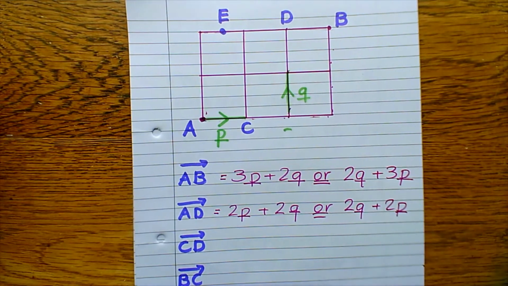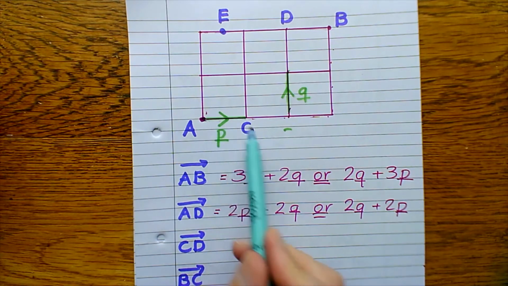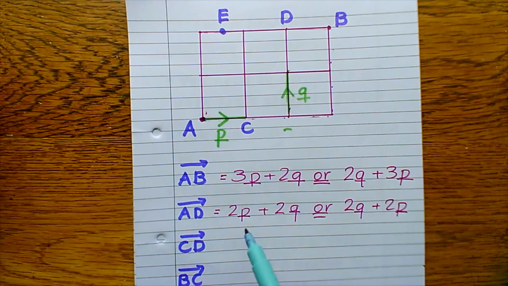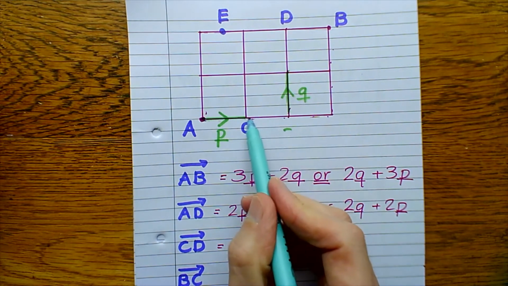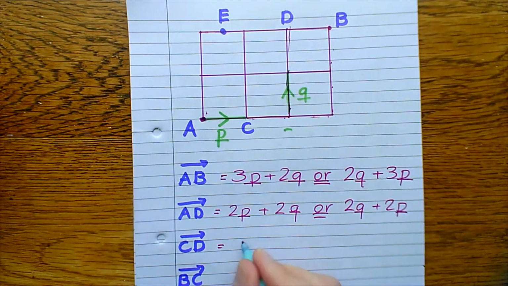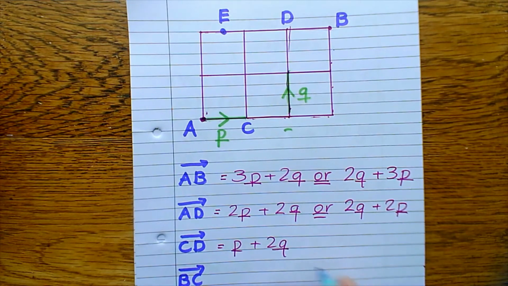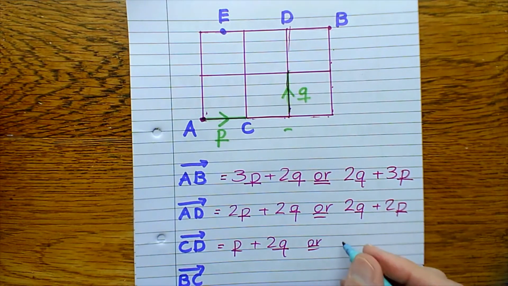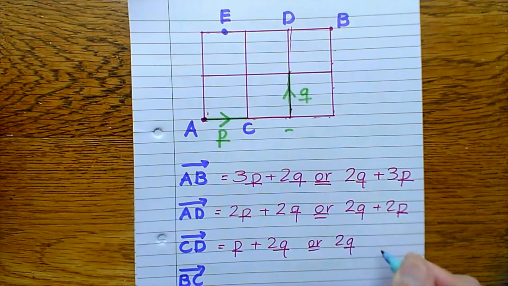Okay, so the rules of the game here are you can only use vectors P and Q, but you can have multiples of them. So if we want to get from C to D, we just need to go along 1, but up 2. So along P, 1P, and up 2Q. Okay? And of course, alternatively, you could have gone up first, and then along.